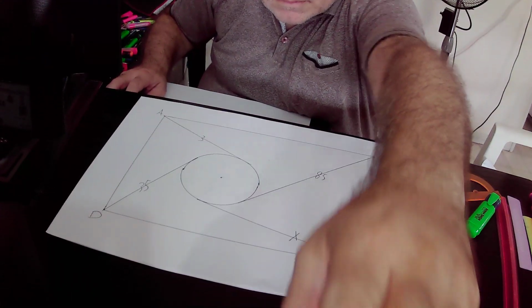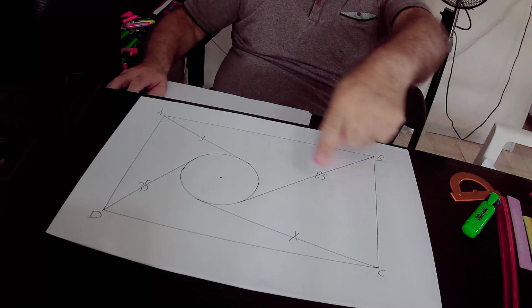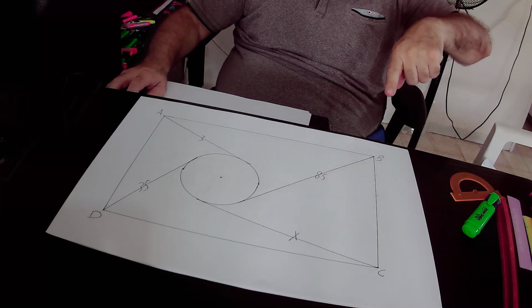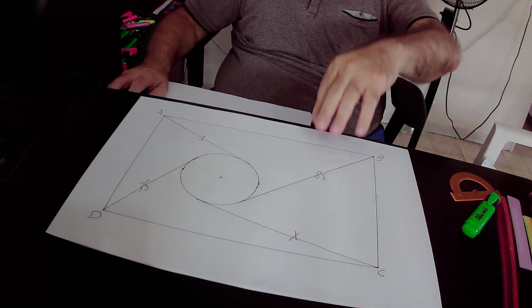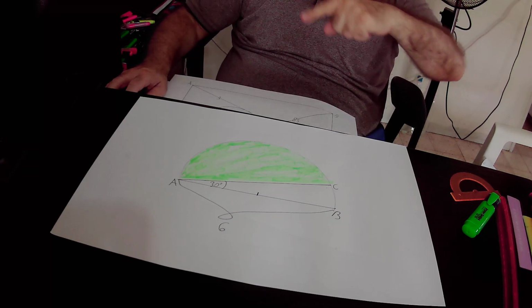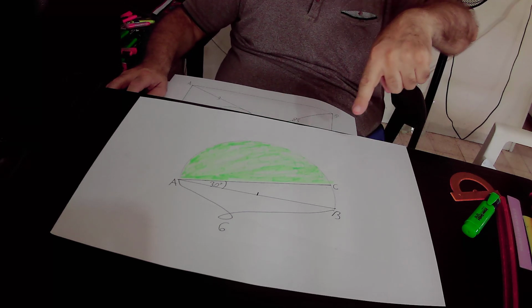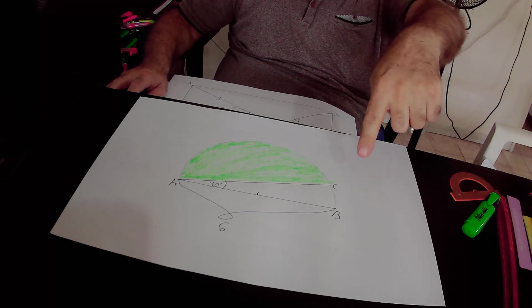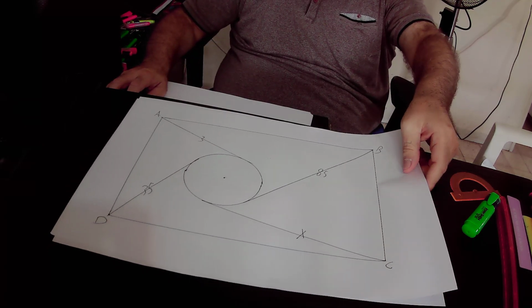Hello, in this lecture we'll answer two questions. In the first question, we'll find out the value of line segment X that is inside rectangle ABCD. And in the second question, we'll find out the value of the green area, the green shape that is inside a semicircle. Okay, so we'll start with the first question.